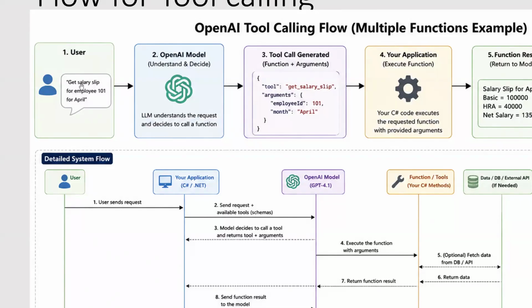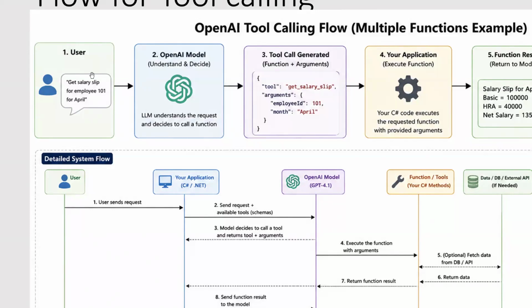And we have to pass this query to the LLM. The LLM understands the request and decides to call a function. Which function do we have to call? On our code side, get salary slip. That get salary slip function we have to define in our code, and these will be the arguments.